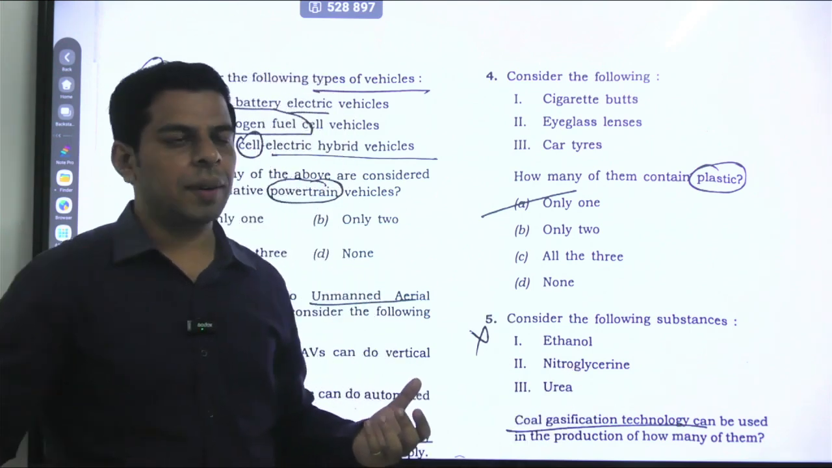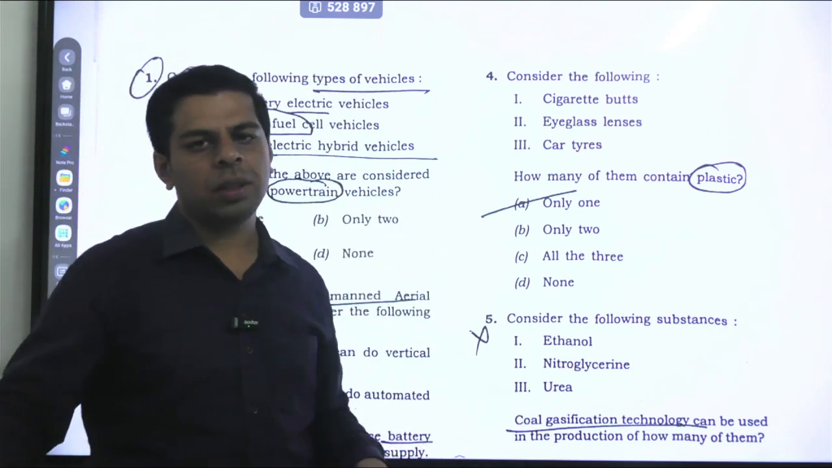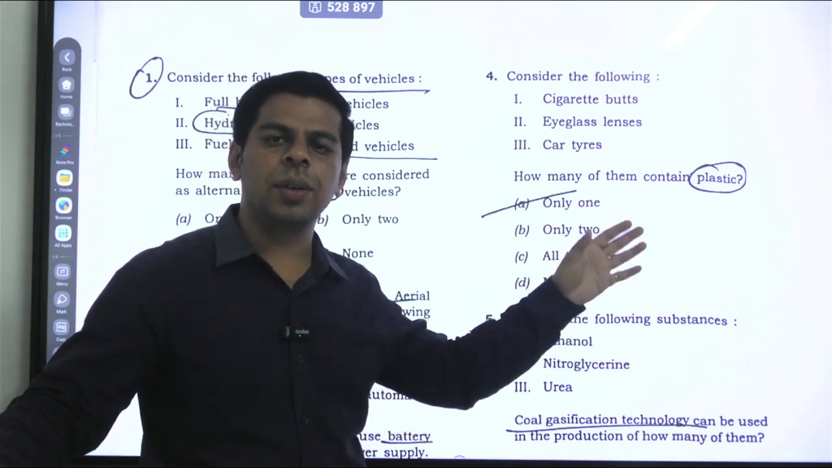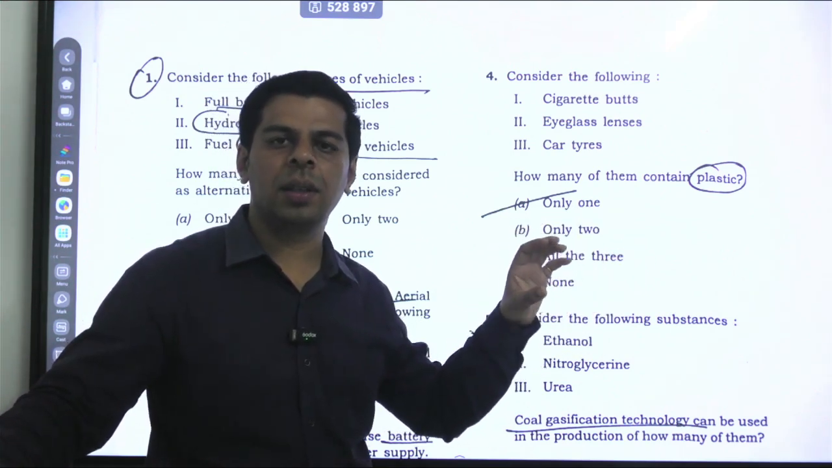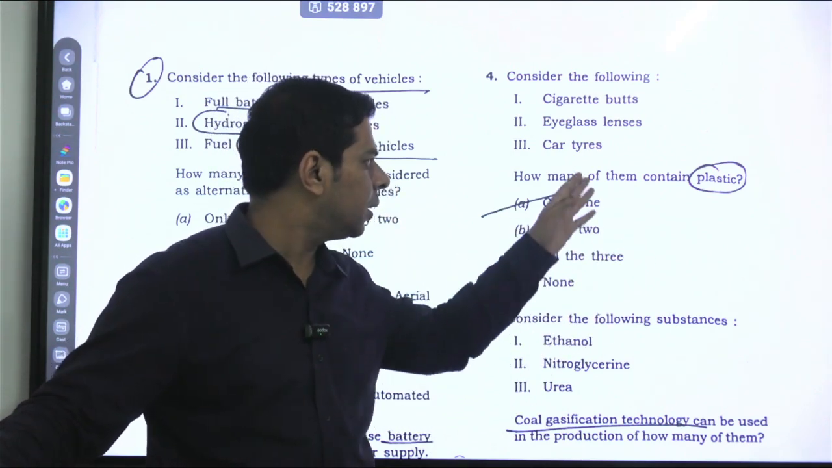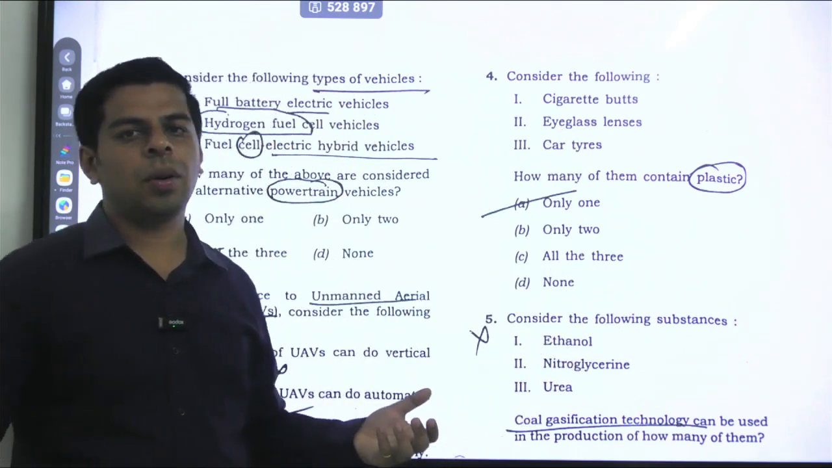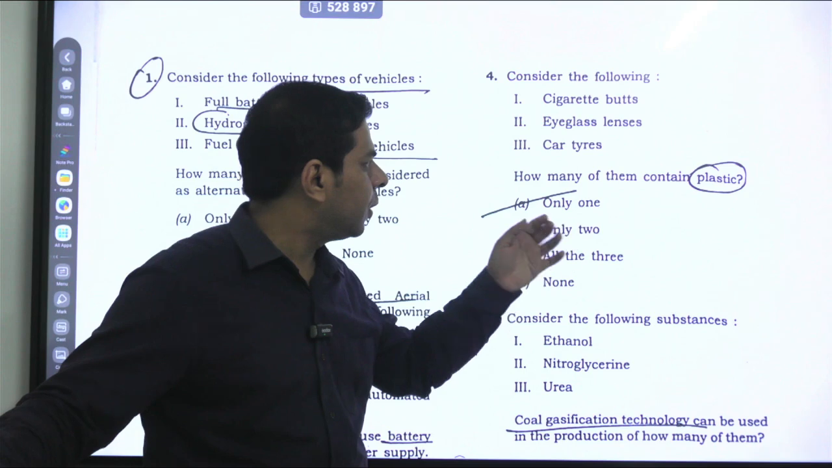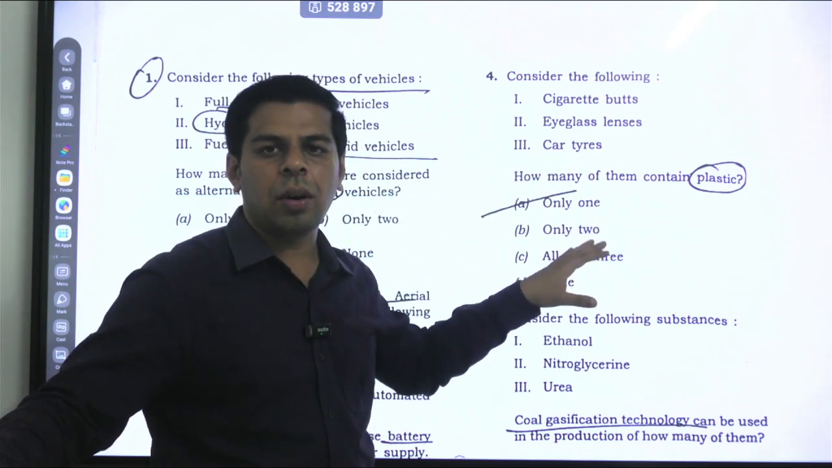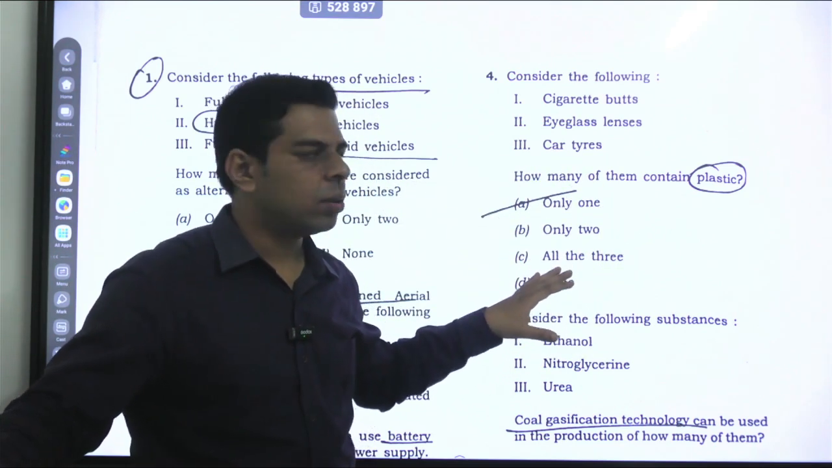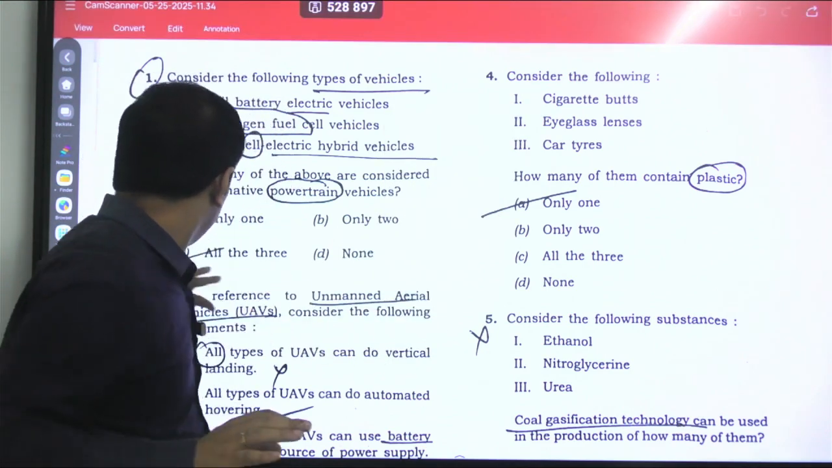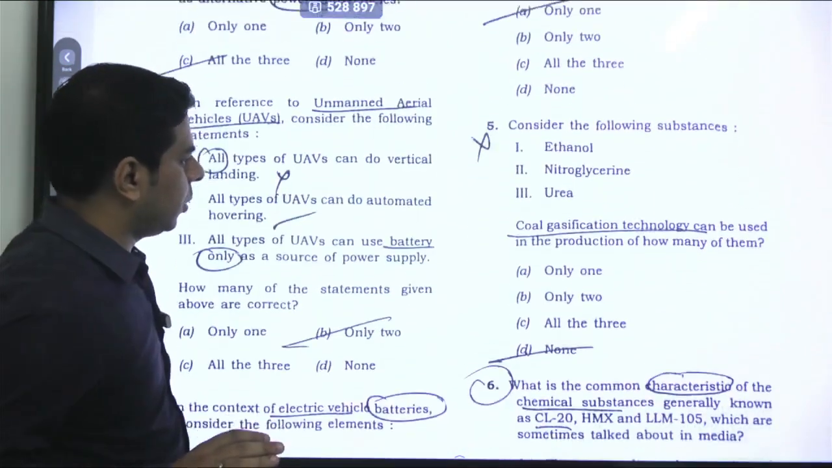Basically, in your plus one, plus two NCERT, there is a chapter in which they highlight such things. A few years back, there was already a question on the PET bottle, polyethylene terephthalate. These are polyethylene and polyester products which have been highlighted. So once again, the answer is all of the three. All three contain one or the other type of plastic. So if you had guessed all, it would have gone right.